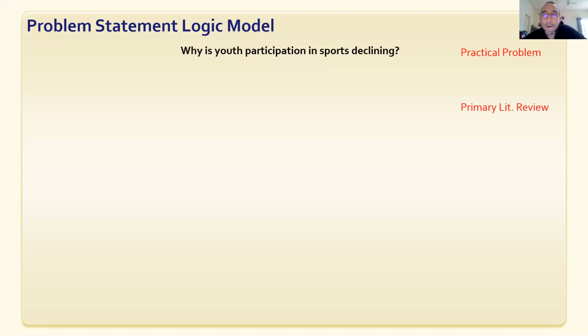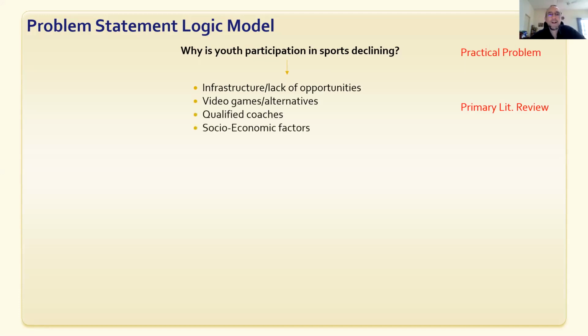Okay, and then we begin our primary literature review. In addition to all the things I just mentioned, in addition to talking to people, talking to experts, talking to practitioners, we do our primary literature review. All right. So maybe from our primary literature review, and this is just an example, so don't take this as a real case, but maybe we arrive at, let's say, 4 main possibilities, from studies with some evidence, of reasons why youth participation might be declining in sports.